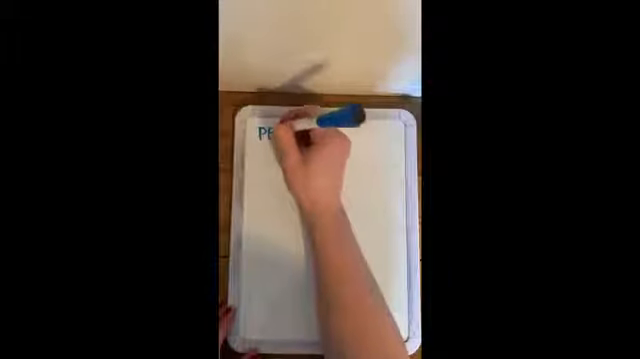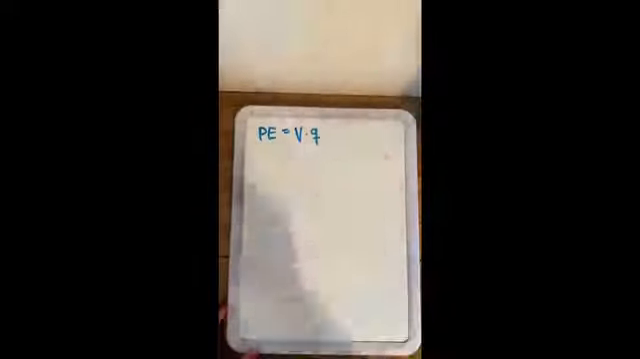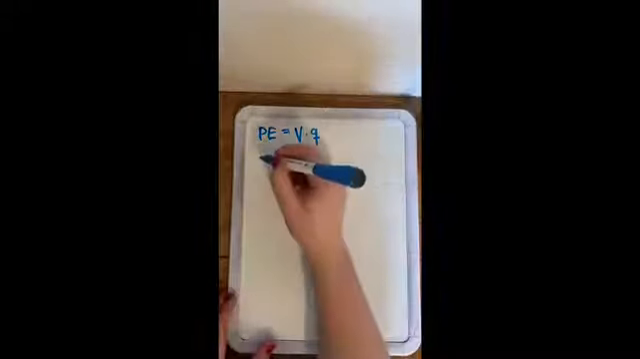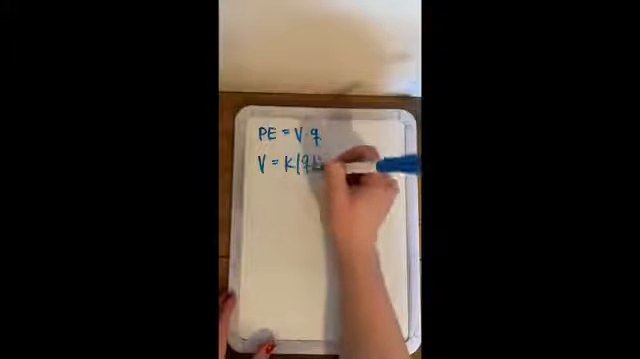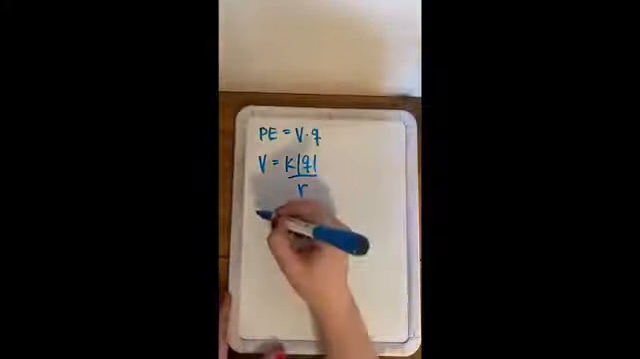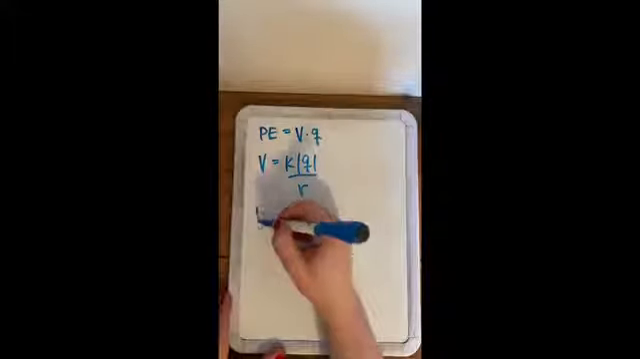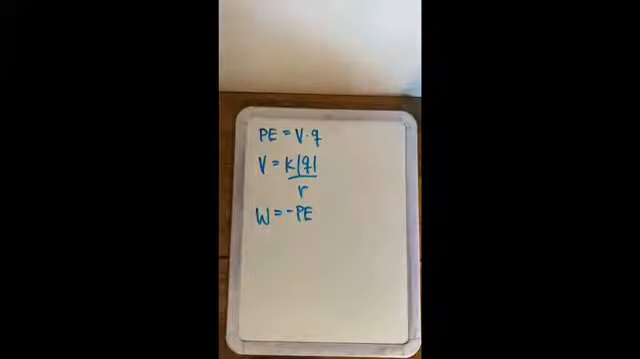Let's move to conceptualization. To do so, let's look at a few equations. We know that potential energy equals voltage times charge. We also know that voltage equals K times charge over R. We can further our understanding by defining work as negative potential energy.